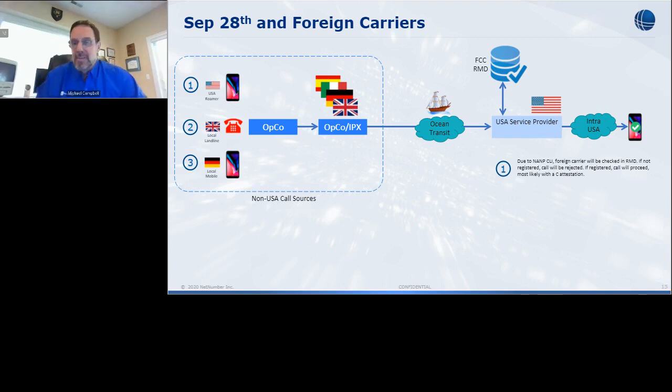Being registered there, however, doesn't mean you get an A attestation. That just means the call can carry on. It will not be rejected. The call will still likely get a C attestation at this point, and it will in all likelihood, as we discussed, not drive any kind of verification mark on the end user's device. So the net there is that if the foreign carrier is registered in the robocall mitigation database, their call will be accepted into the United States and delivered to its termination, but it will not be presented with an A attestation without some other form of work happening. And we will talk about that a little bit later.